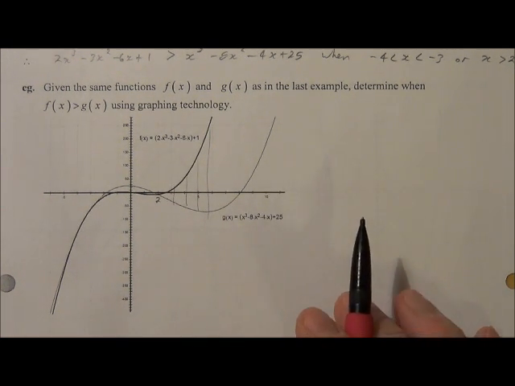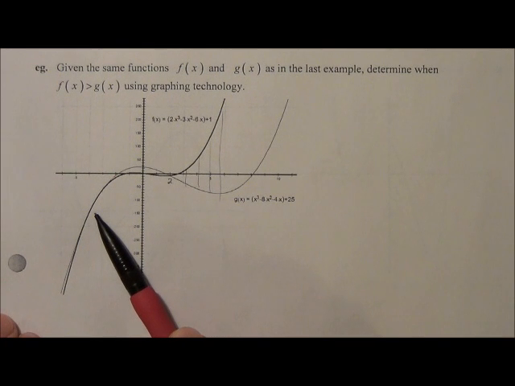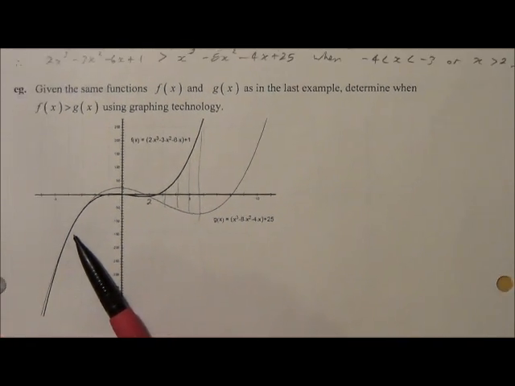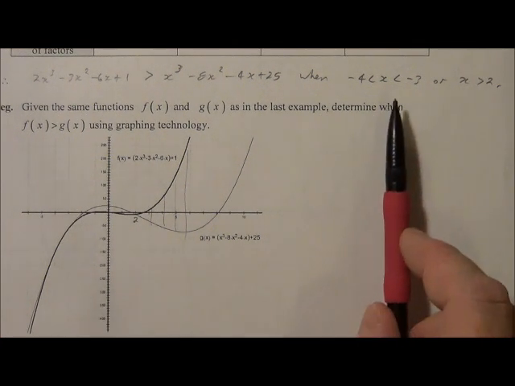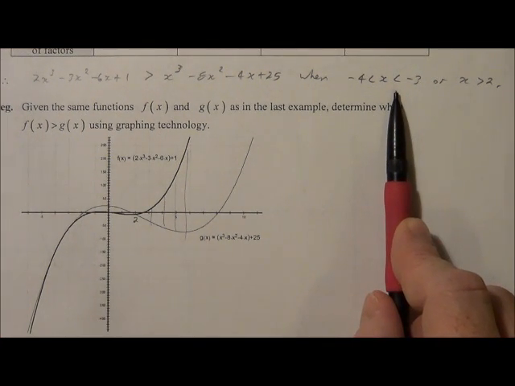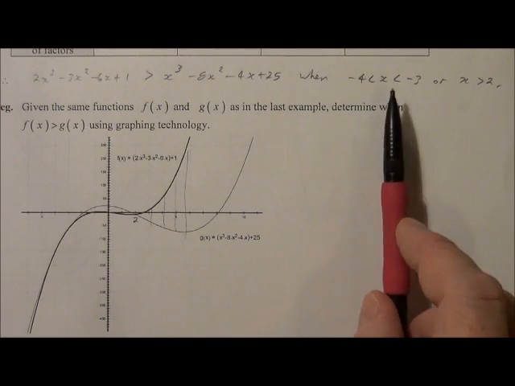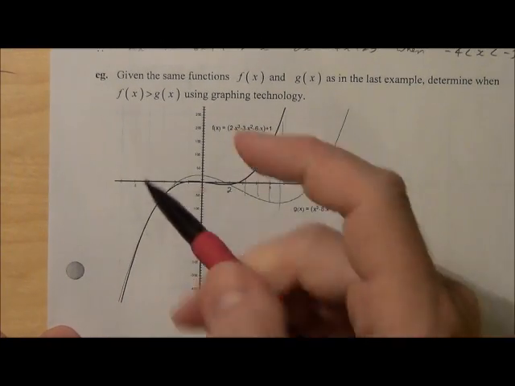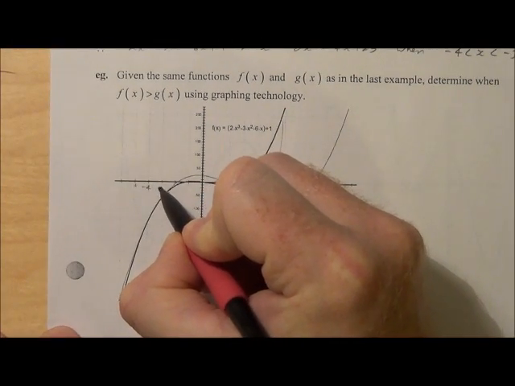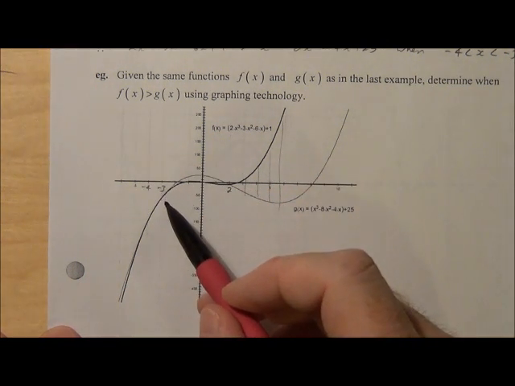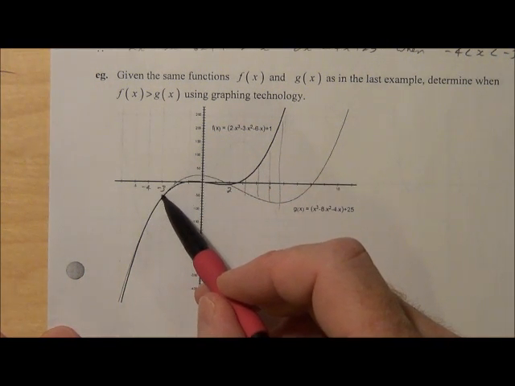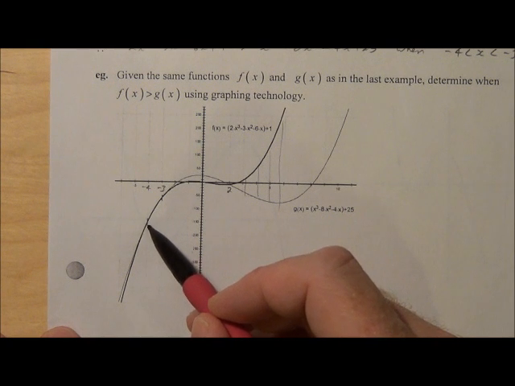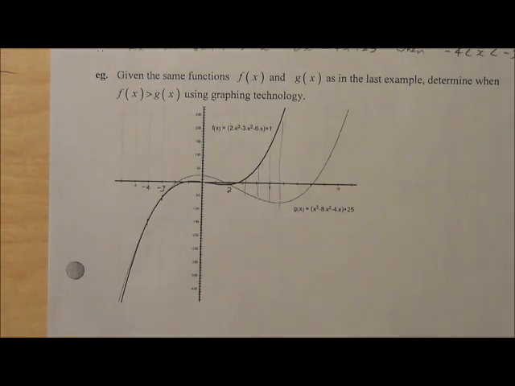And the other spot, which is very difficult to see here on the graph, I'm going to show you a magnified view of the graph in a second, we'll also see that f of x is greater than g of x when x is between negative 4 and negative 3. Well, here you can't really tell. This is negative 4 here, this is negative 3, and you can't really tell between those points of intersection what's going on there between those two graphs.